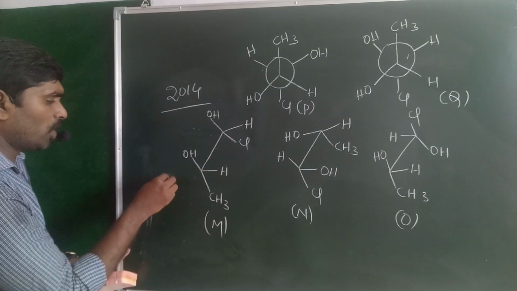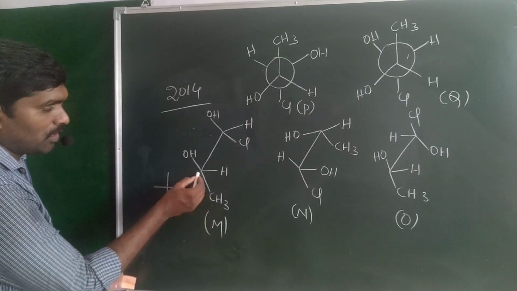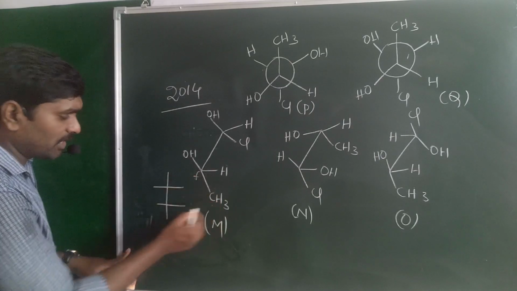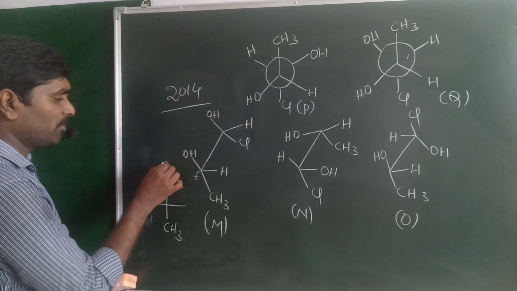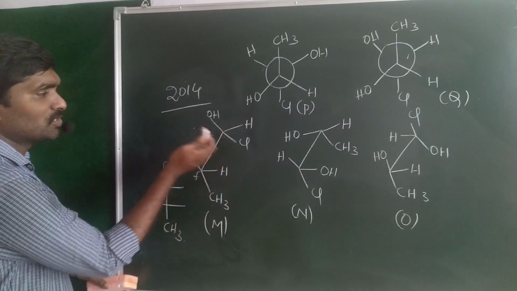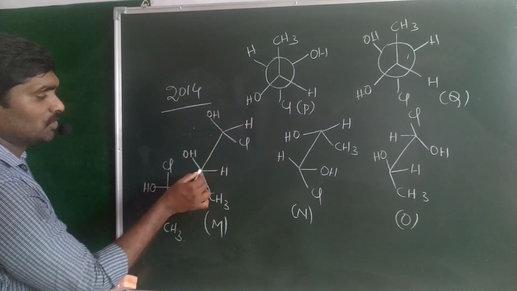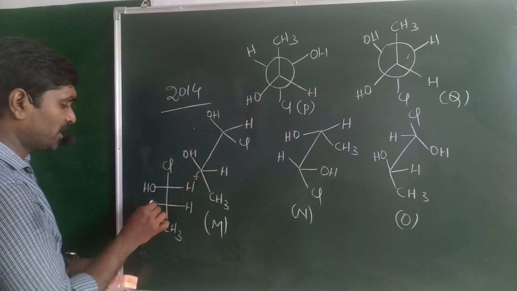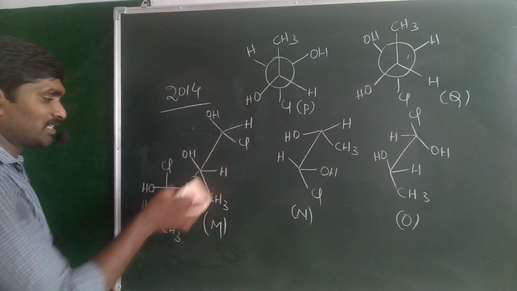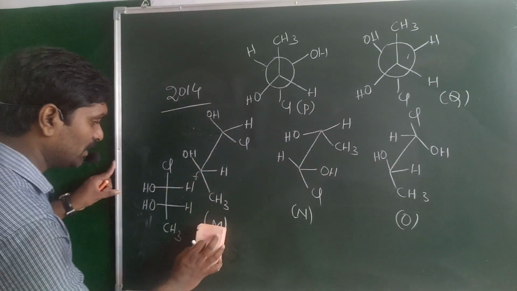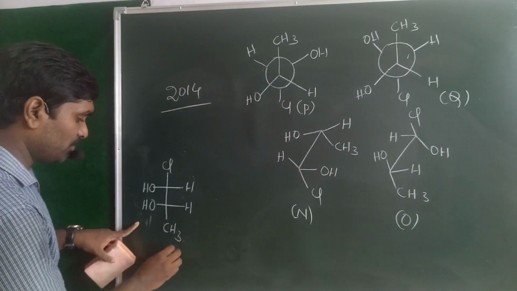We'll just write the molecule M like this, indicated with the horizontal and vertical lines. On the front side carbon, on the vertical line you have the CH3 group. On the back side carbon, the Cl is placed on the vertical line. Same configuration: H is present on the right side, OH is present on the left side. So this is the structure of M.